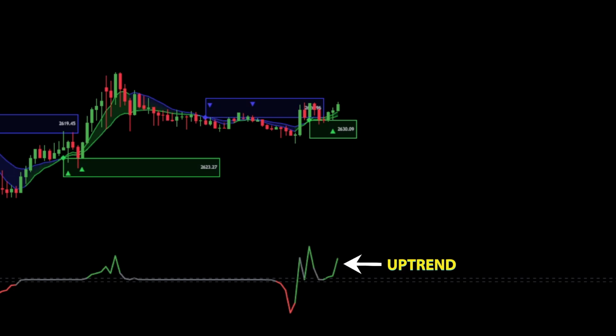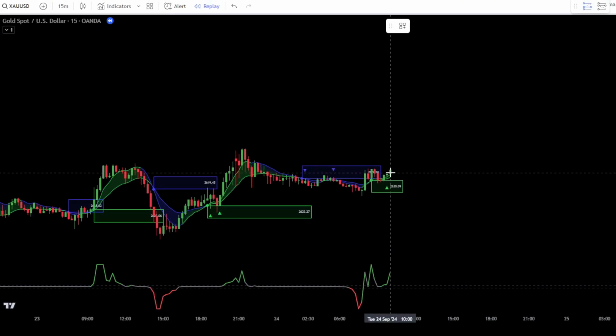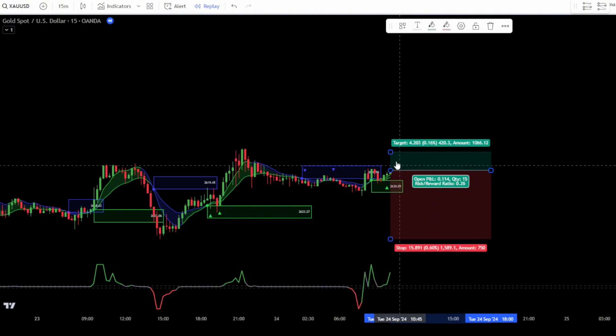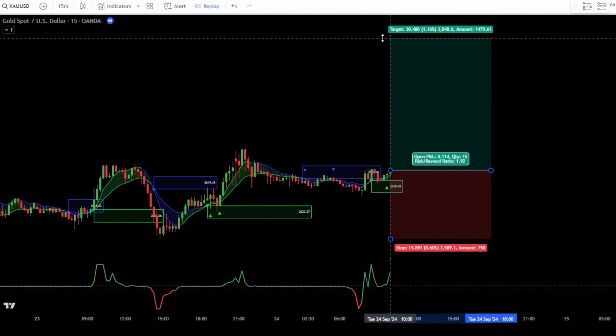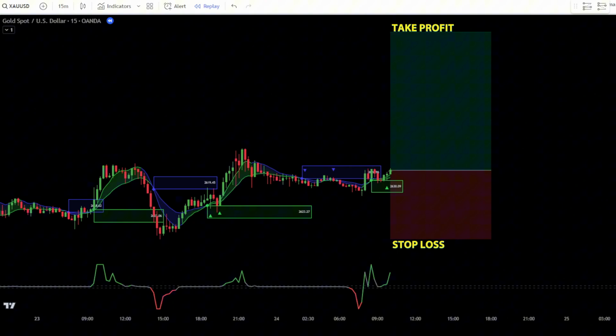Ensure the Trend Direction Force Index confirms an uptrend. Verify that the candlestick formed is a bullish candlestick. If all conditions are met, place your buy entry after the bullish candlestick has closed. Set your stop loss at the most recent low. Use a risk-to-reward ratio of 1 to 2 for your take-profit target.